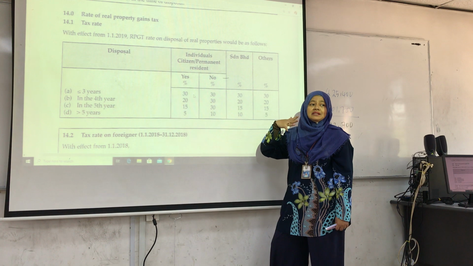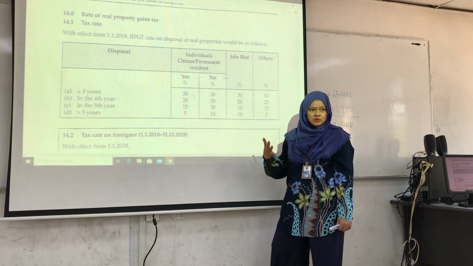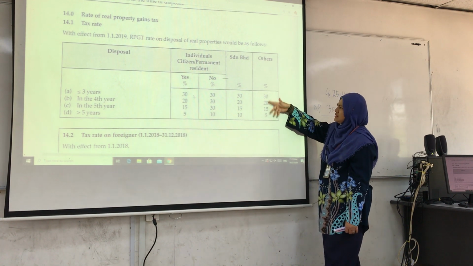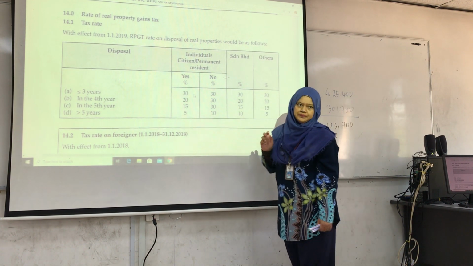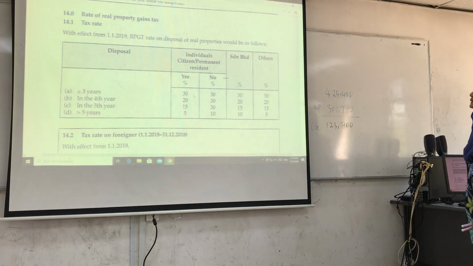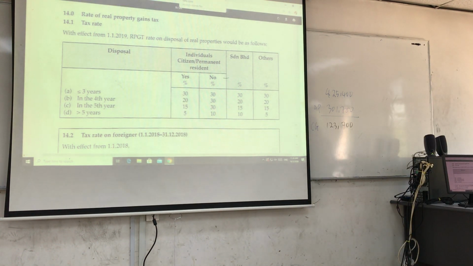So you have to see whether the disposer is a company or an individual. And others, you have to apply this rate just similar to an individual, so it's a citizen or a permanent resident. So that's the tax rate.